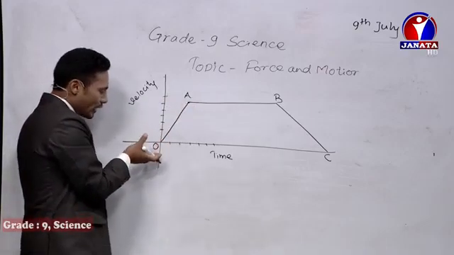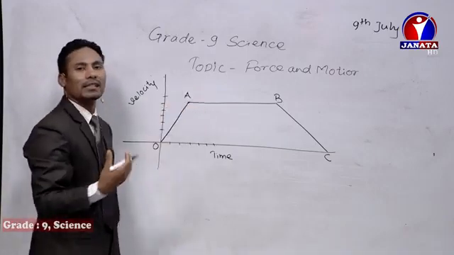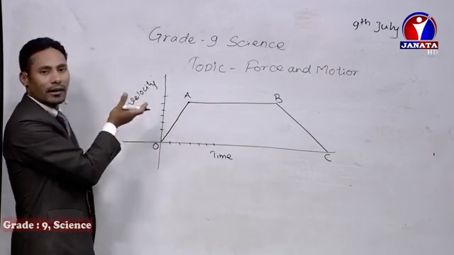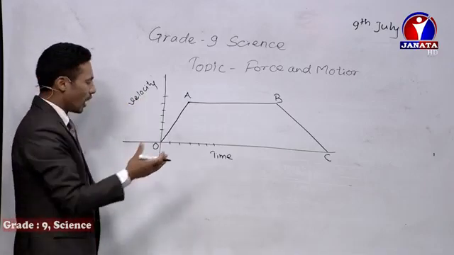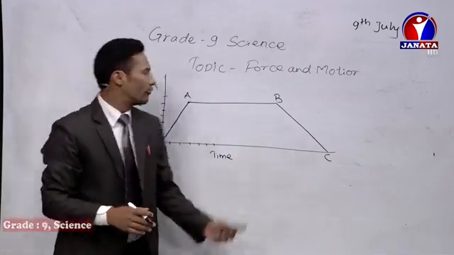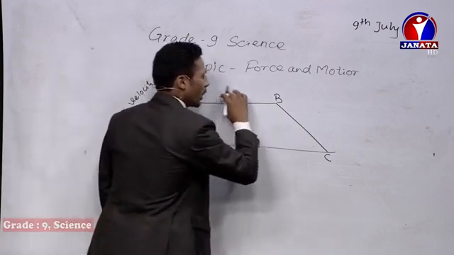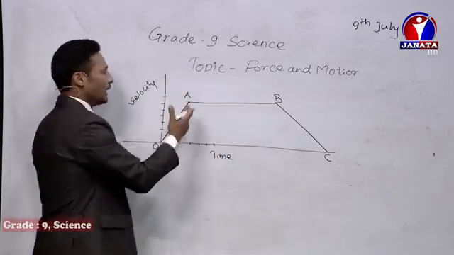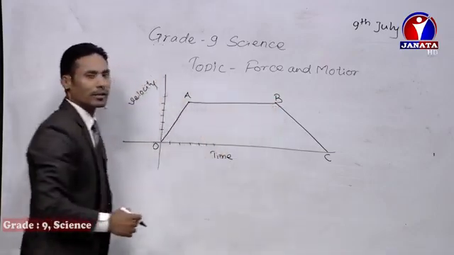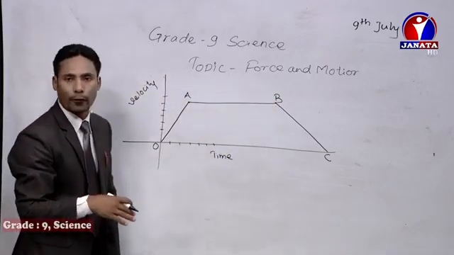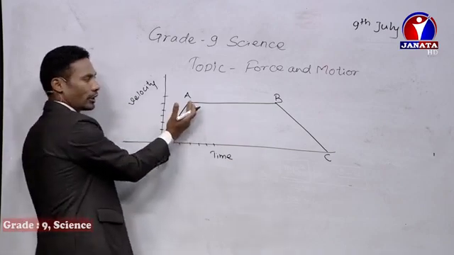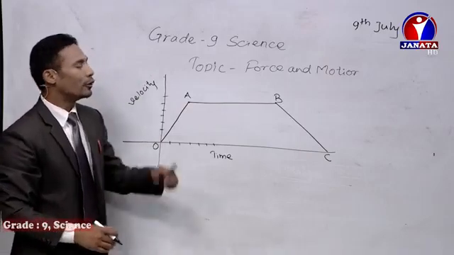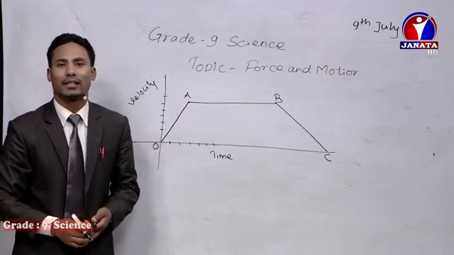When the object moves from 0 to A, the acceleration will be positive, because as the time increases, the velocity also increases. From A to B, the velocity is the same, a constant velocity. The initial velocity and the final velocity are the same, so the acceleration is 0. That means if the velocity is uniform, the acceleration is 0.